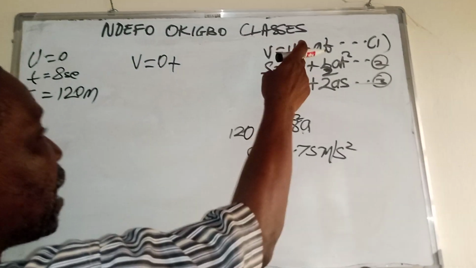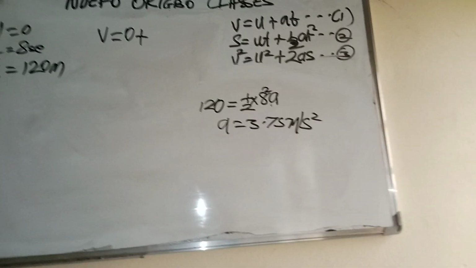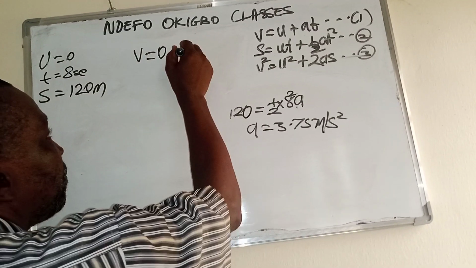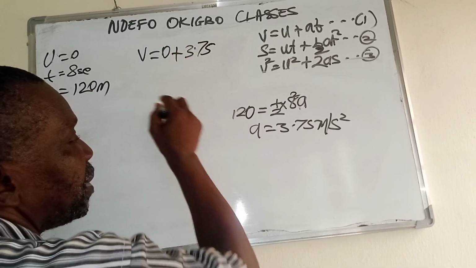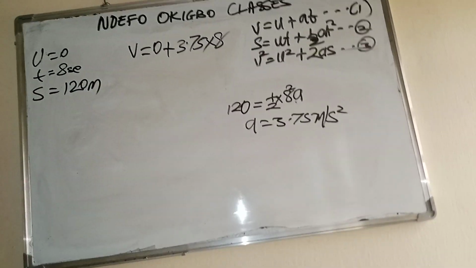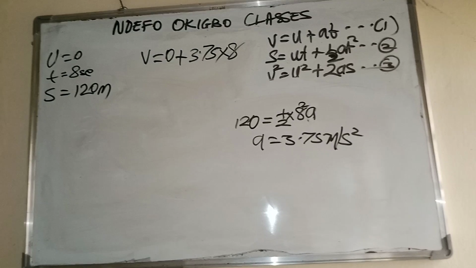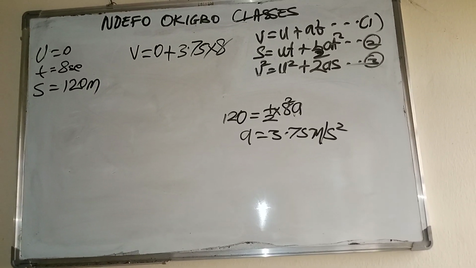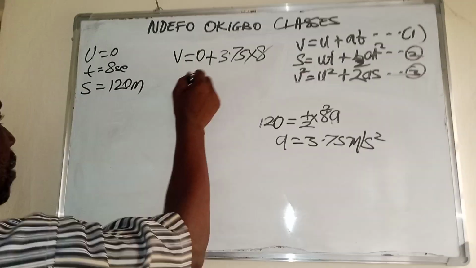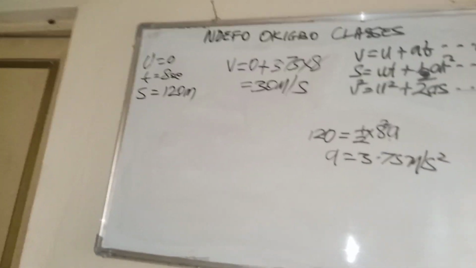So I can now bring it here to calculate the first velocity, that is the velocity made in 8 seconds. So I have 3.75, which is the acceleration, times time, which is 8 seconds. I get the velocity the object made in 8 seconds, and that velocity is equal to 30 meters per second.